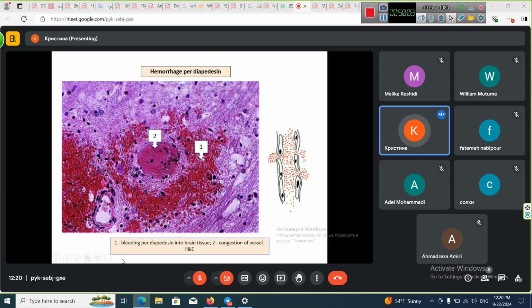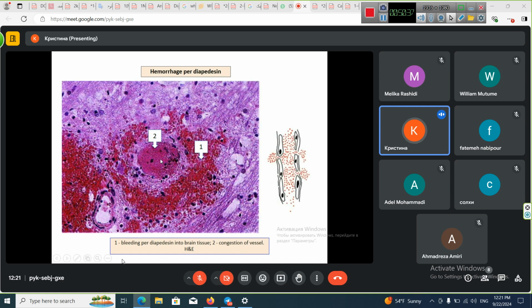Number 1 shows bleeding per diapedesis into brain tissue. Number 2 is for congestion of blood vessel. So this is the blood vessel, a vein or a venule. Because we are talking about congestion, congestion is always about veins. So here is some vein or venule with very thin wall of endothelial cells. It is overfilled with blood, so here we have congestion.